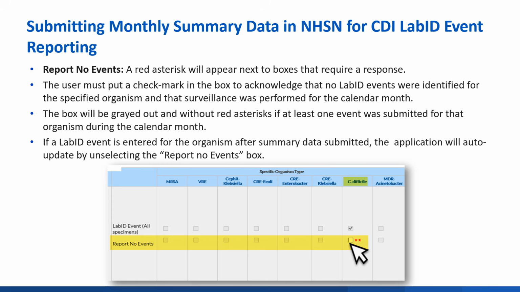As a data quality check, the NHSN application requires users to verify in the application if no events were reported for that month. For LabID events, the active boxes are dependent on which organism type the facility selected to report in the monthly reporting plan. Here, C. difficile is the only organism. If LabID events have already been reported during the month for the specific organism, the Report No Events box will be disabled, preventing it from being checked. Otherwise, it will have a red asterisk next to the box.